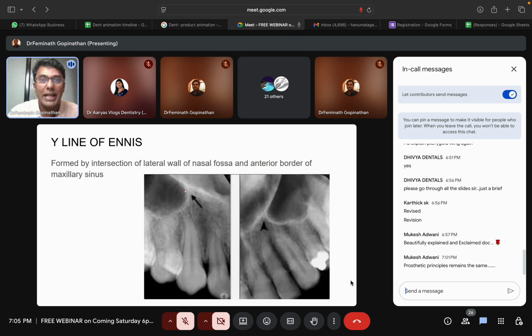And why I like this is, you can see this is the anterior wall of the maxillary sinus. This is the floor of the lateral wall of the maxillary sinus, and this has highly mineralized bone, which is good enough to anchor your implants. So this is the nasal floor engagement.